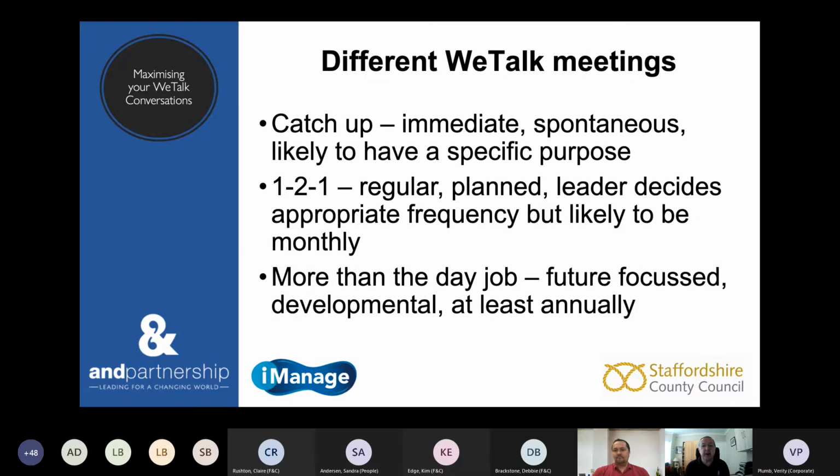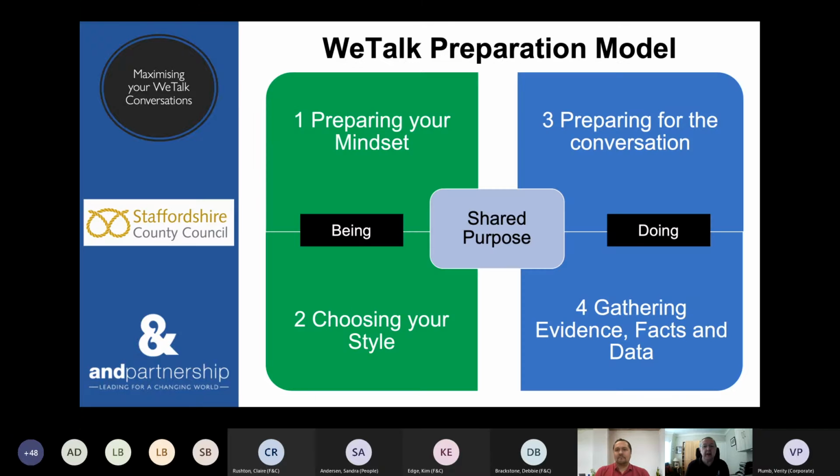So in terms of preparing then, what we've got here is a simple model to try and explain the sorts of areas that you might need to think about when you're preparing for a conversation with your team members. Right in the center and up front is the shared purpose, and that's really the critical thing to start with. So thinking about, why are we having this meeting? What's the purpose? What's the outcome that we want to get from it?